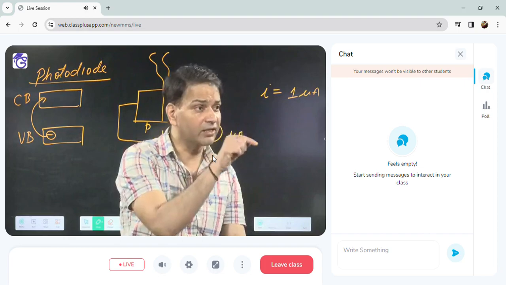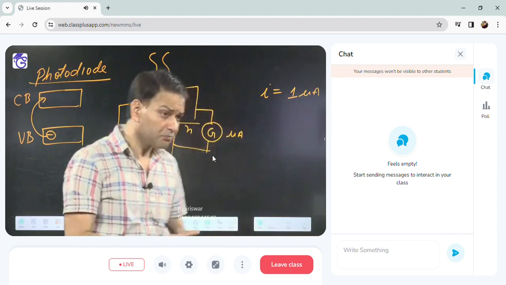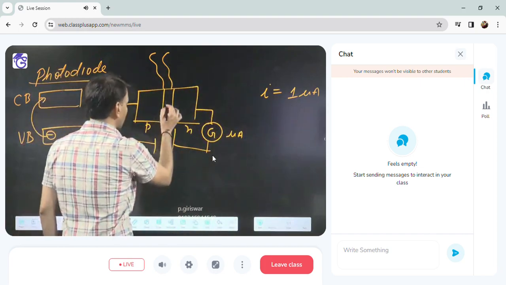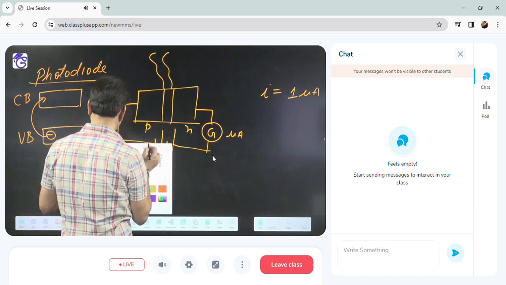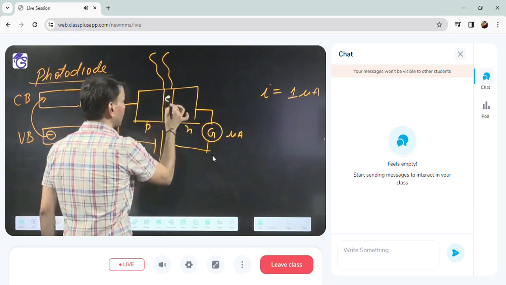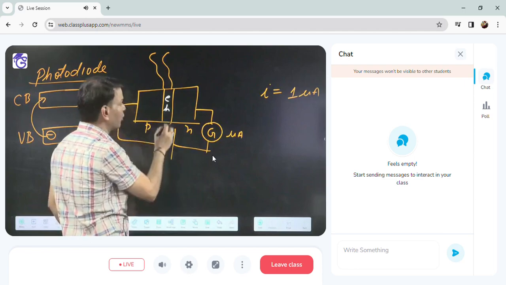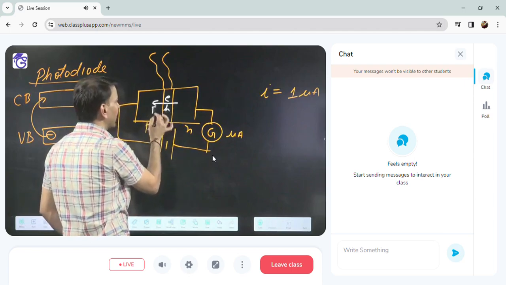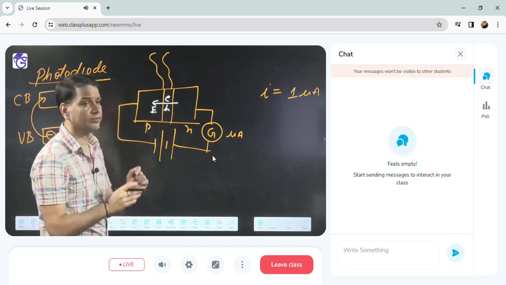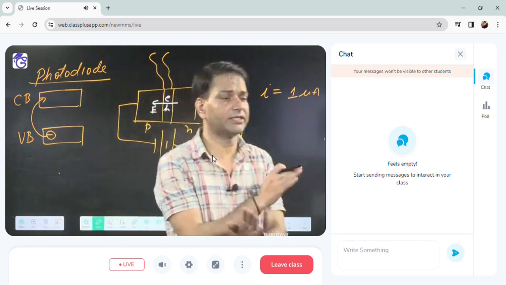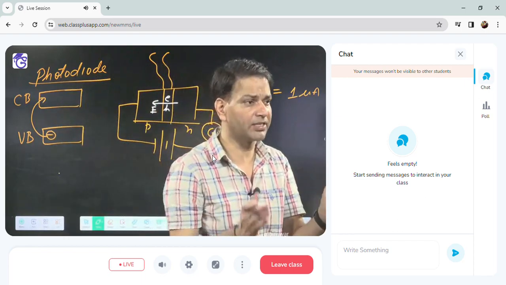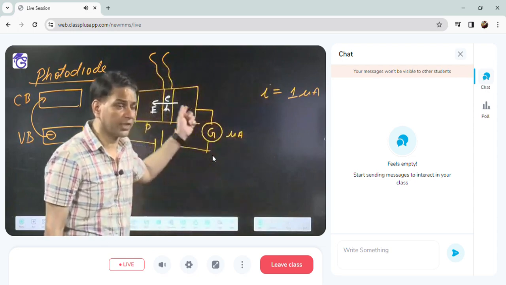Why are we taking this at the depletion layer? Because when electron and hole are created here, what is the depletion field? N to P. So due to this field, when they are created, they immediately get separated out due to this internal field.